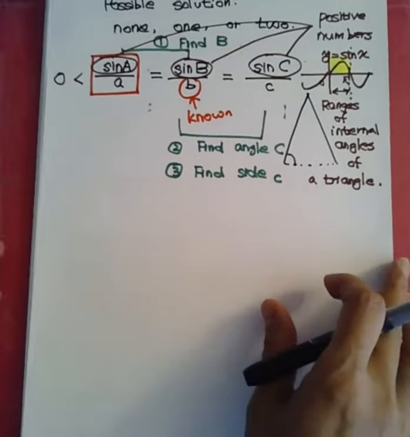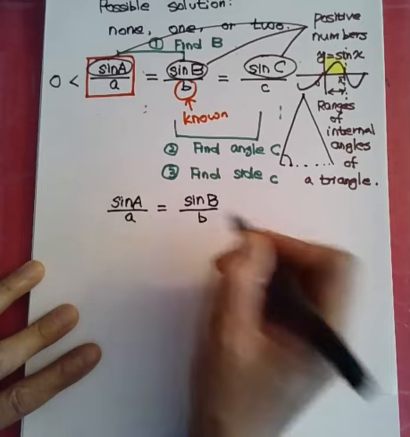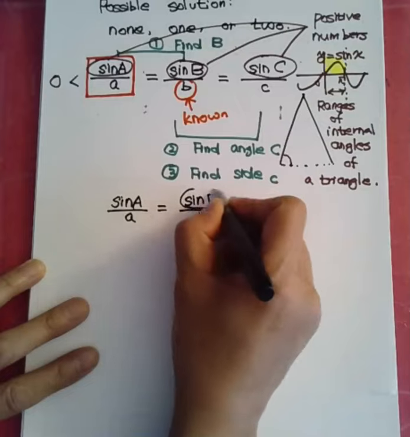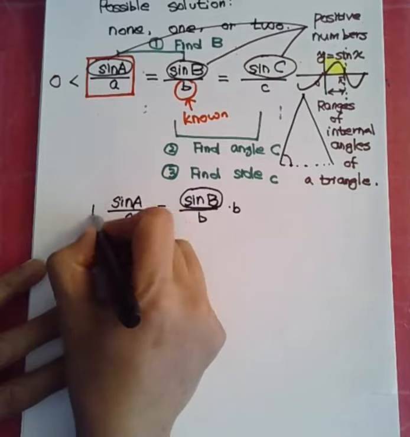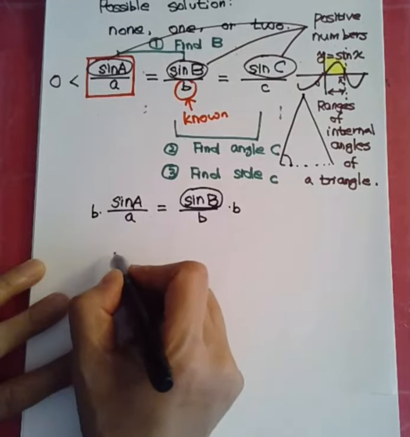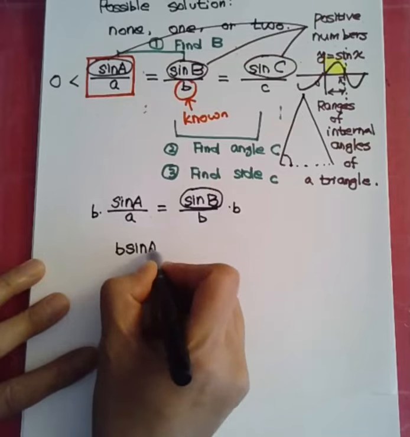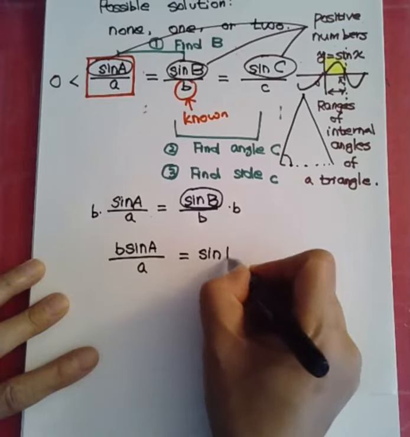Let's consider what problem it can have. Sine of A over A equals sine of B over B. What we want to do is think about sine of B. To do that, we have to multiply by B on both sides. Then the left side is B times sine of A over A. That is sine of B.